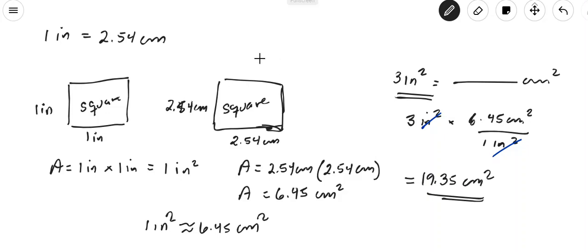So in this video, I was trying to explain some of the basic tips, the principles that we use when we are converting units. In quiz number one, you have to solve problems involving conversion of units.